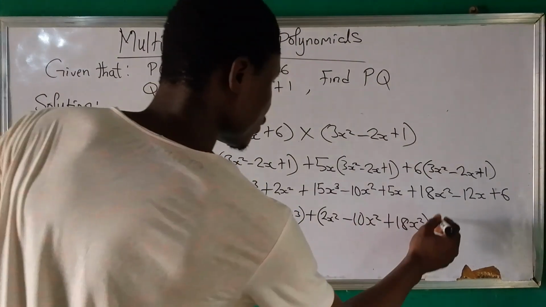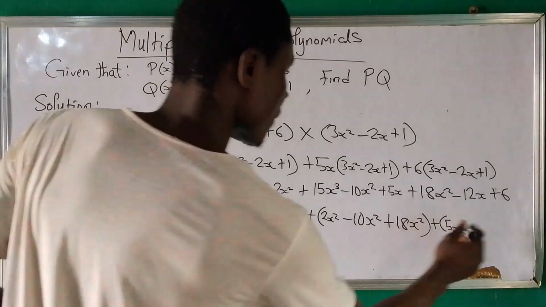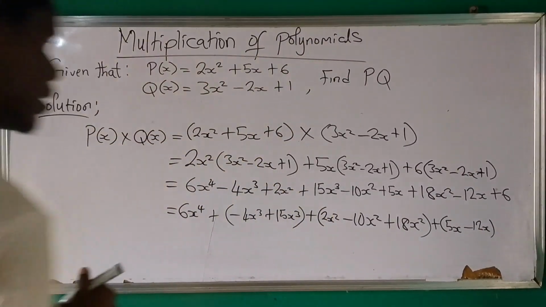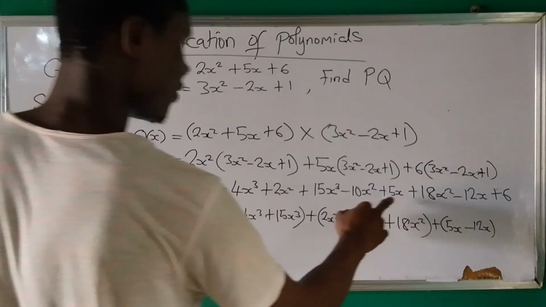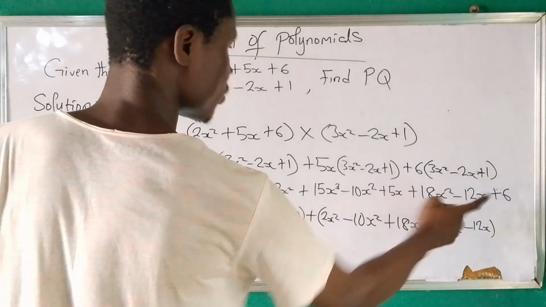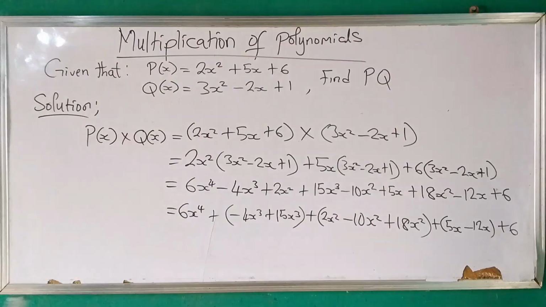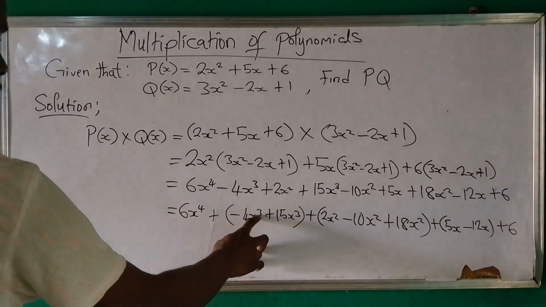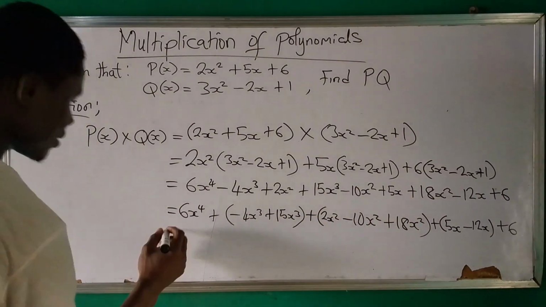This is the first x raised to power 1 that we have. So we have 5x minus 12x. That's all, just 5x and minus 12x. So we write the constant, which is plus 6. You can see that we successfully arranged this in descending order, from 4 to 3, from 3 to 2, from 2 to 1.